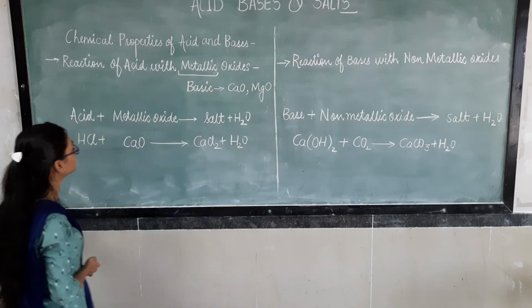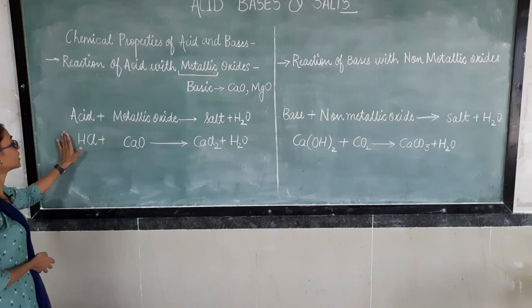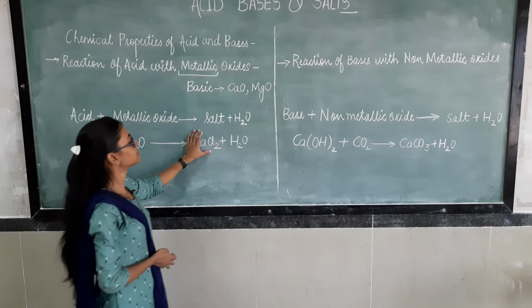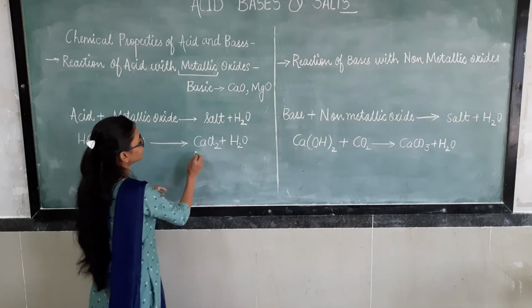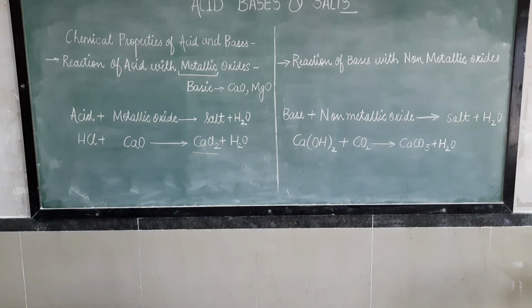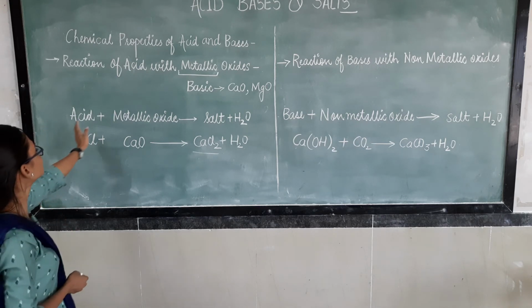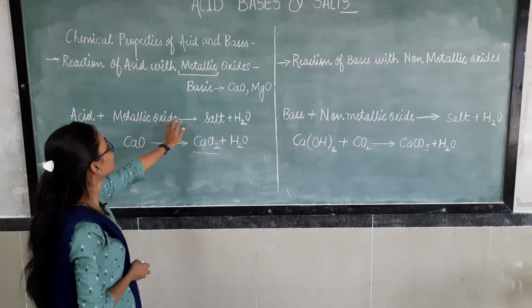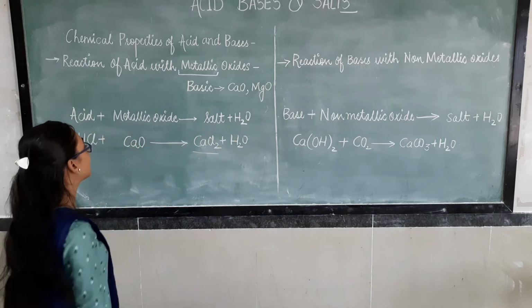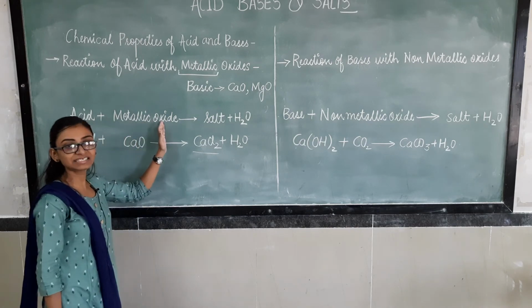What will it produce? When hydrochloric acid reacts with calcium oxide, it will form calcium chloride and water. Calcium chloride is what here? It is a salt and water is released. See, it is similar to the reaction of acid and base, right? It is also forming the products as the neutralization reaction forms. When acid is reacting with metallic oxide, it is forming salt and water. So from this we can conclude that metallic oxides are basic in nature.